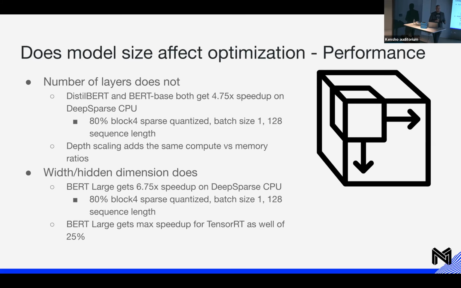And then just generally BERT large is probably the best use case for TensorRT. TensorRT has some problems with smaller networks in terms of being able to get speed up for sparsity, but for BERT large, they can get to 25% speed up. And that's for that 2-4 block pattern, so 50% sparsity listed earlier.